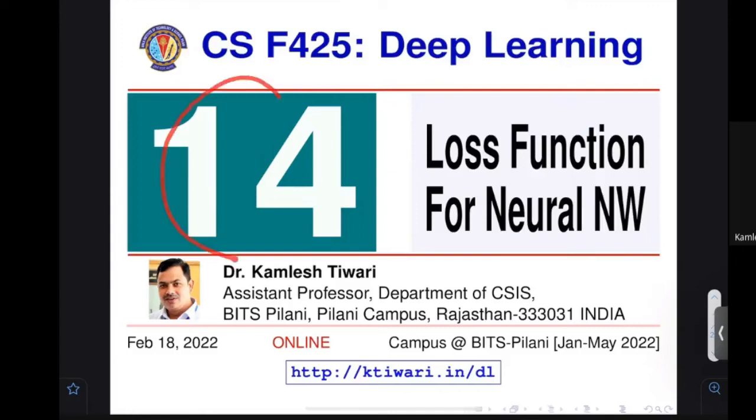Welcome to lecture number 14 of the deep learning course. In this session, we are going to talk about the various loss functions for neural networks.